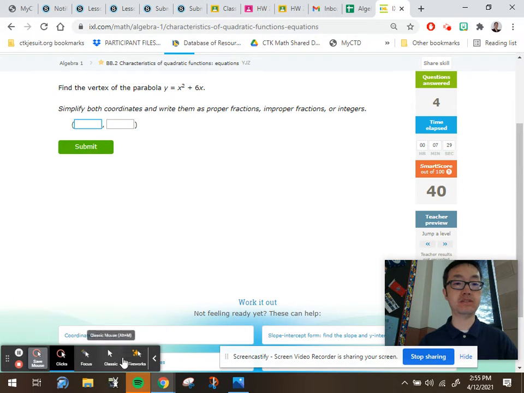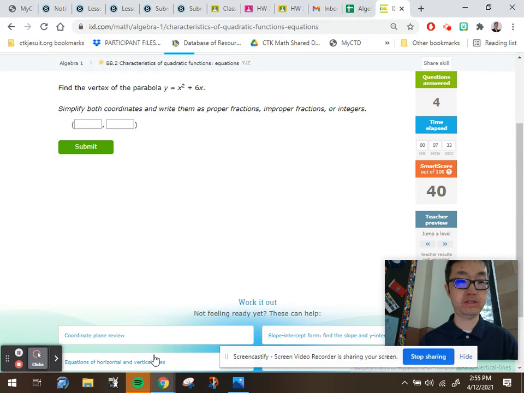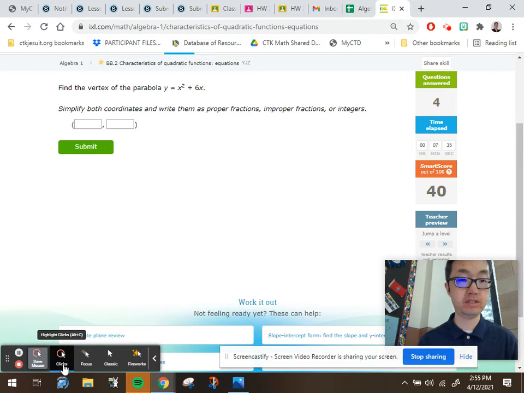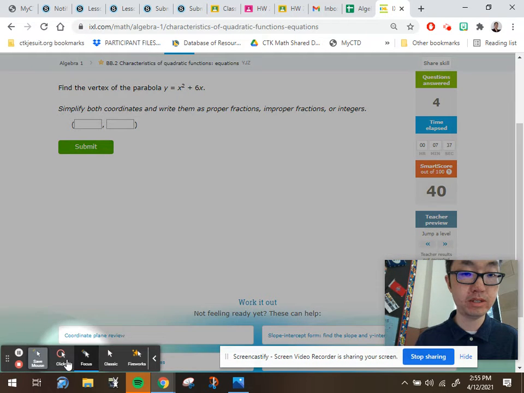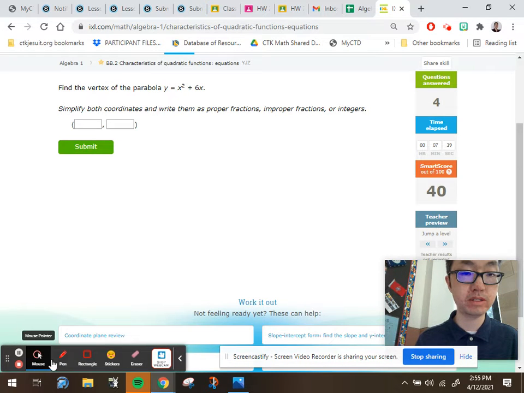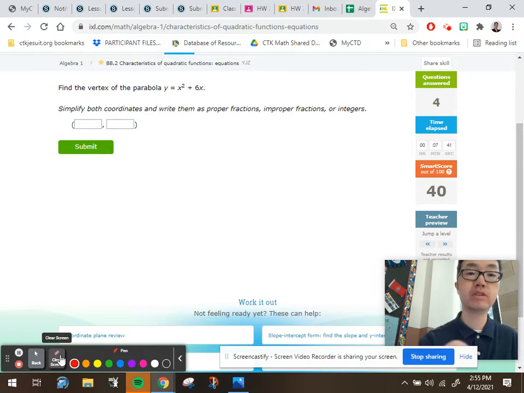Okay, find the vertex. So now we're going to do everything. Negative b over 2a. Then whatever answer we get, we're going to substitute back in here to find what y is. So what's negative b over 2a here? Negative 6 over 2 times 1. Right? So we get negative 3.